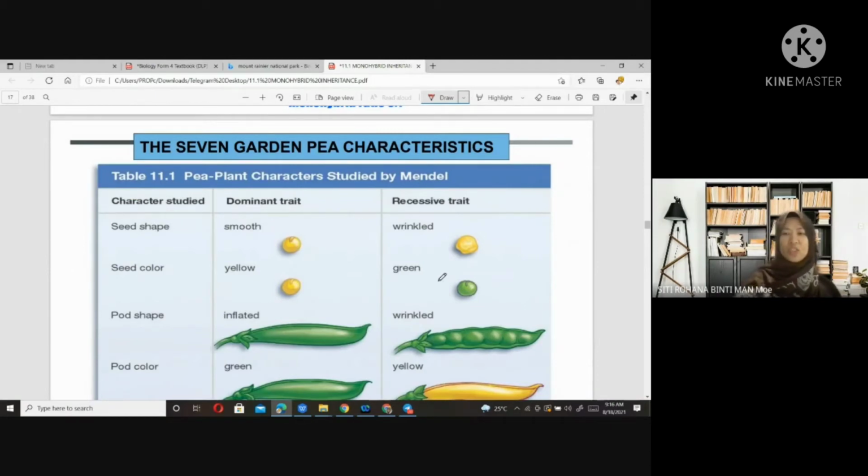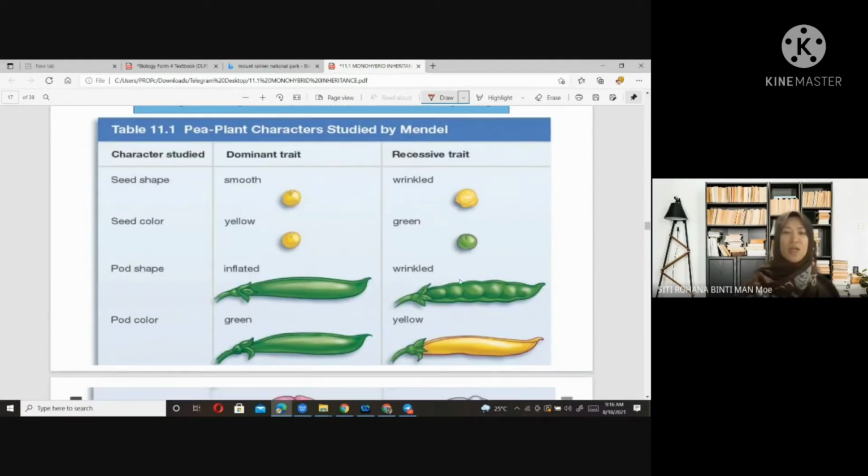Okay, so the traits studied, look here: the dominant trait for seed shape is smooth and the recessive trait is wrinkled. Okay, bulat, ini berkedut. Nampak? Seed color, yellow, and the recessive trait here is green. For pod shape, inflated, and the recessive trait is wrinkled. Ini nampak semua inflated ni, straight je. Ini wrinkle ni nampak shape ni.